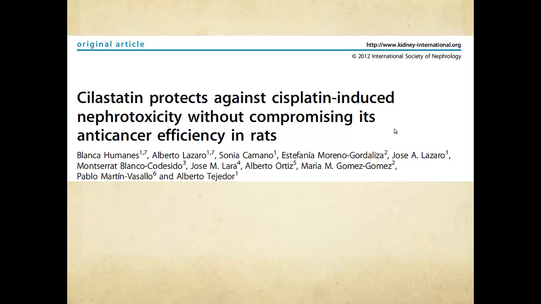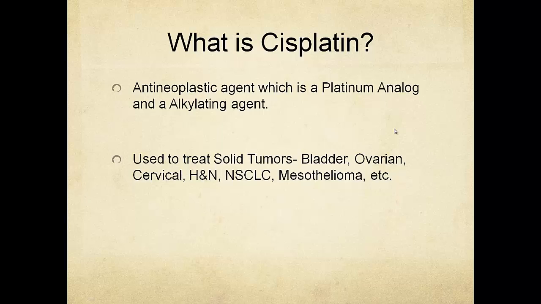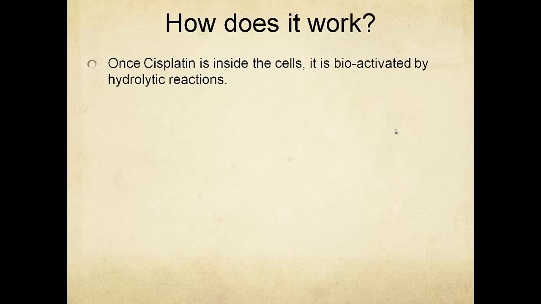So, let's see what cisplatin is. We all know that cisplatin is an antineoplastic agent, which is a platinum analog and an alkylating agent. It is used to treat various different solid tumors like bladder, ovarian, cervical, head and neck, non-small cell lung cancer, mesothelioma, etc. How does it work?